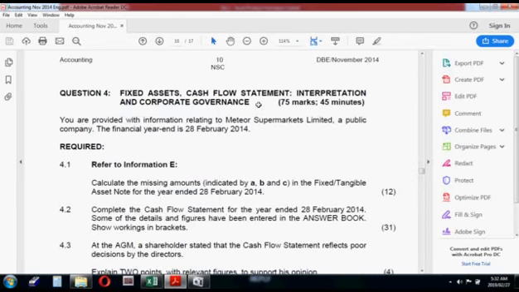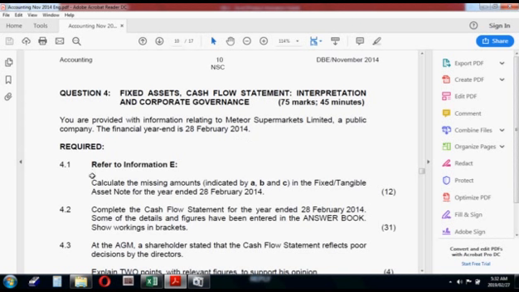We are discussing the National Senior Certificate of November 2014, question number 4, which relates to the cash flow statement. We are provided with information relating to Meteor Supermarkets Limited, a public company. The financial year end is 28 Feb 2014.